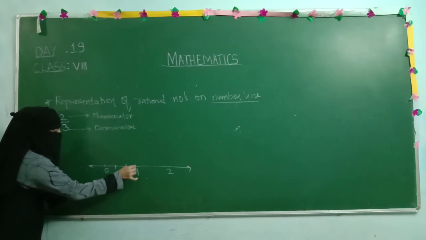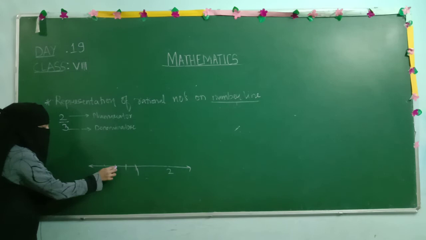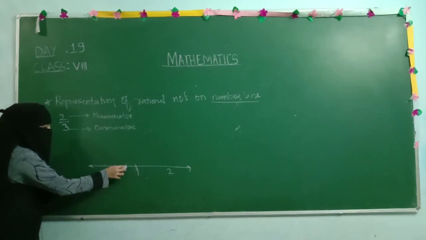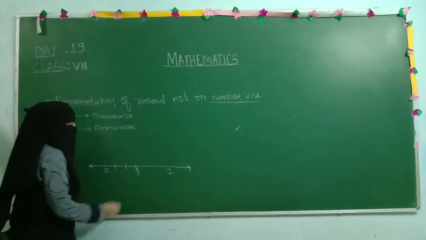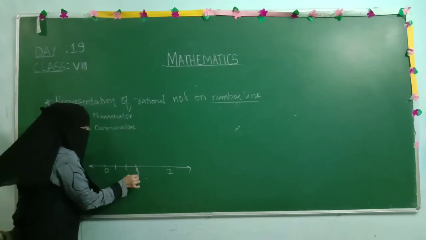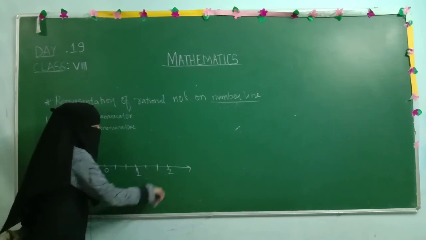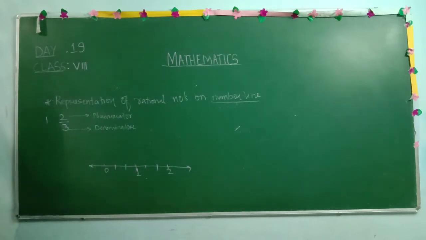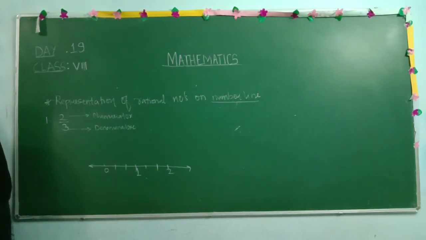1, 2, this is your 3. 3 parts we have done. From 0 to here it is 1 part, from here to here it is 2 parts, from here to here it is 3 parts. Similarly, the other unit also we have to divide. Remember, this is 1. 1, 2, 3, that also we have divided into 3 parts. Now the next important thing: this 2 by 3 we have to represent on the number line.